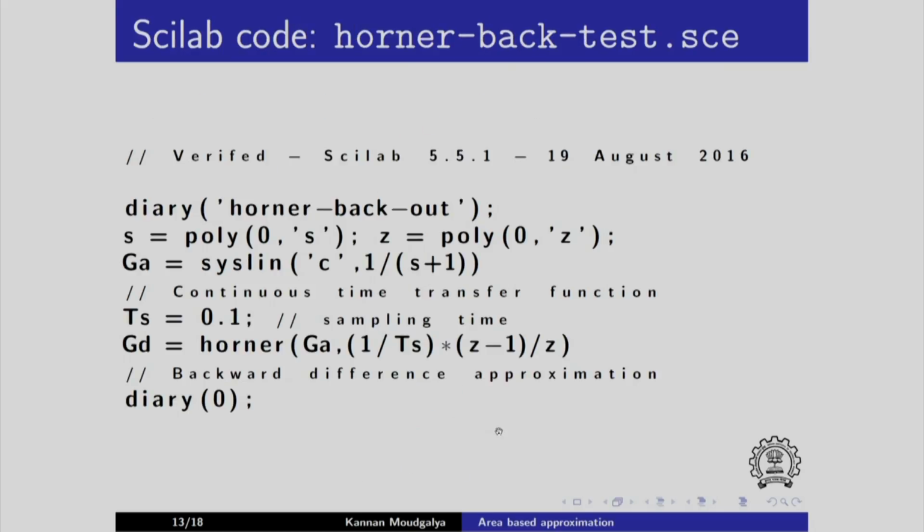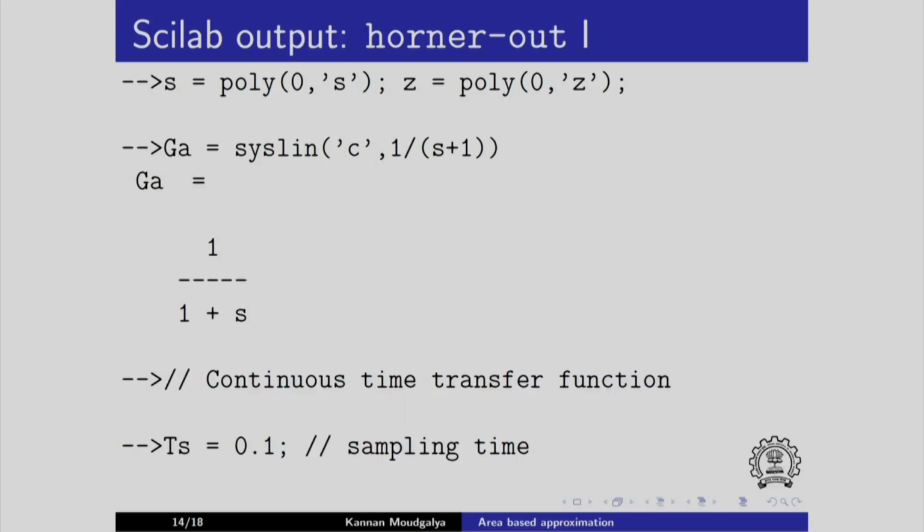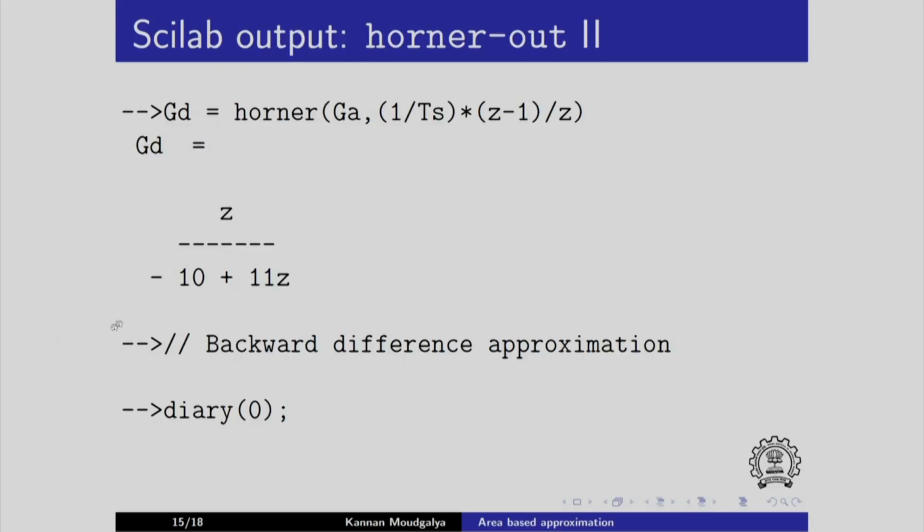Here is the Scilab code for that from the file Horner back test.sce. The explanation is similar to what we did before, so I will skip this and here is the result. Once again we get the same answer, z over 11z minus 10. I would encourage you to try this out again.